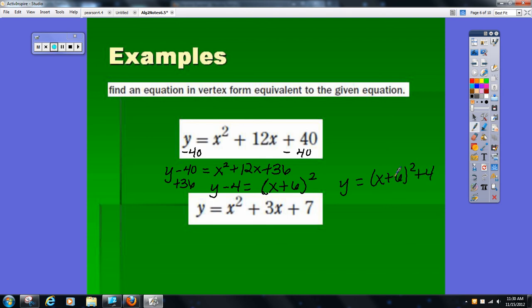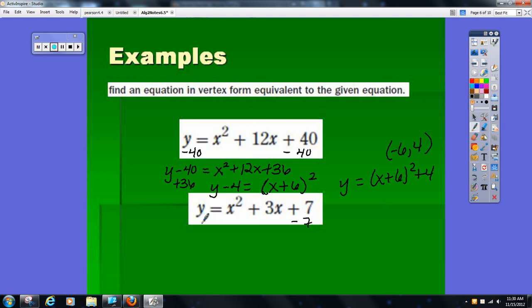The vertex is going to be at (-6, 4). I could see it very easily. I couldn't see that before unless I graphed it in my graphing calculator. Okay? So you're going to move the c, take half of b and square it, factor, finish it up here. Okay? Let's try it again.